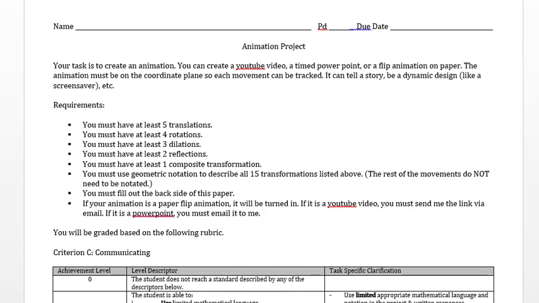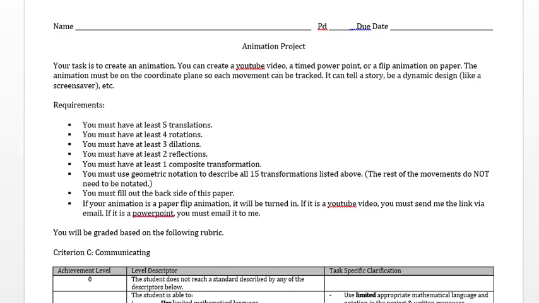This is the animation project. It says the task is to create an animation. You can create a YouTube video, a timed PowerPoint, emphasis on timed, or a flip animation on paper. The animation must be on the coordinate plane so each movement can be tracked. It can tell a story, be a dynamic design, kind of like a screensaver, however they want to do this. So the idea in the YouTube video, the PowerPoint, or the flip animation on paper is to give kids multiple different ways to present their work.